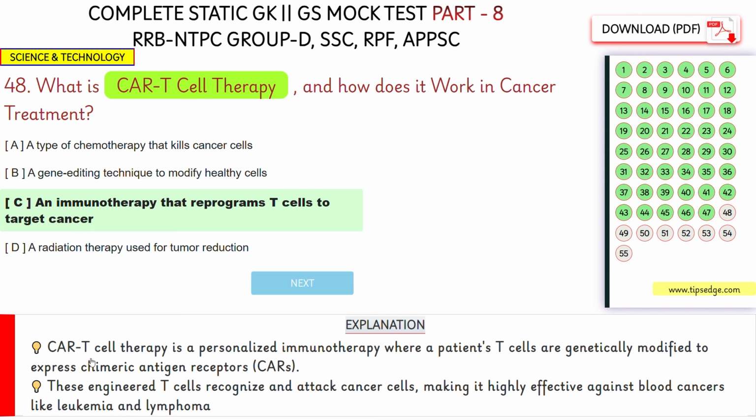CAR T-cell therapy is a personalized immunotherapy where a patient's T cells are genetically modified to express chimeric antigen receptors, known as CARs. These engineered T cells recognize and attack cancer cells, making it highly effective against blood cancers like leukemia and lymphoma.